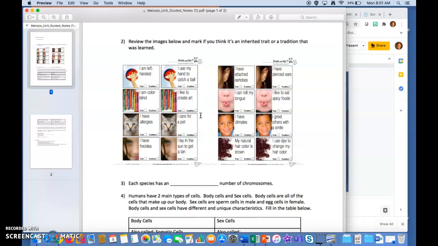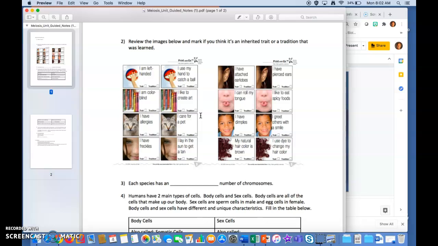How about the next one? I use my hand to catch a ball. Is that a trait or a tradition? So when we use the word tradition here, it's more of like something that you were taught, that your family taught you, that you practice. So in this case, that'd probably be more like a tradition that you learned how to catch a ball because maybe your grandpa or grandma taught you how to do that or whoever.